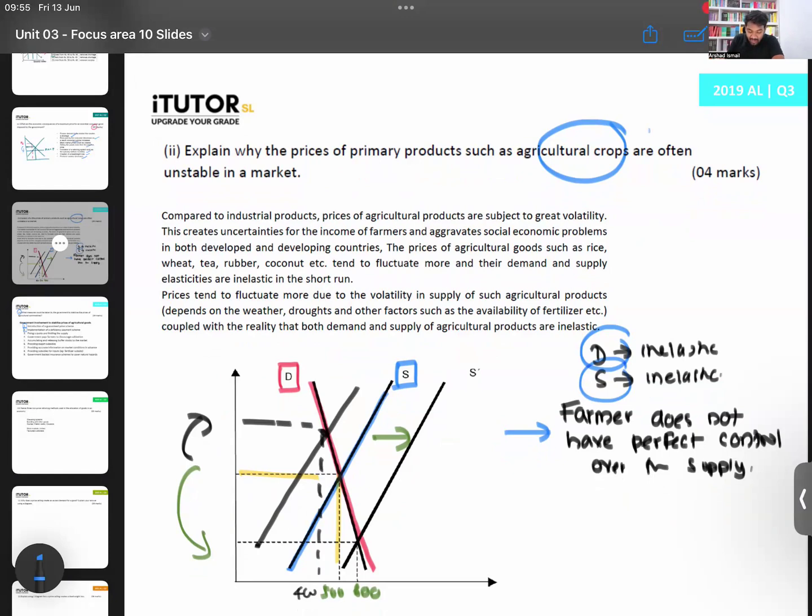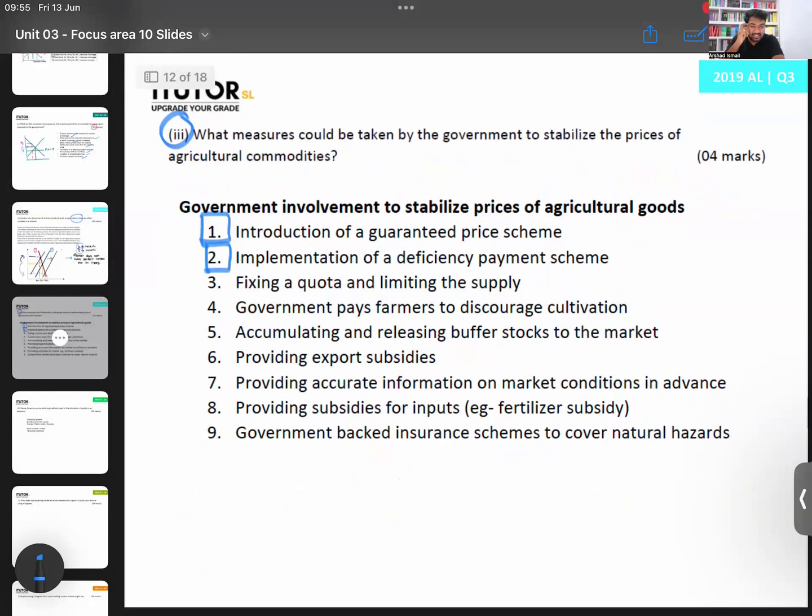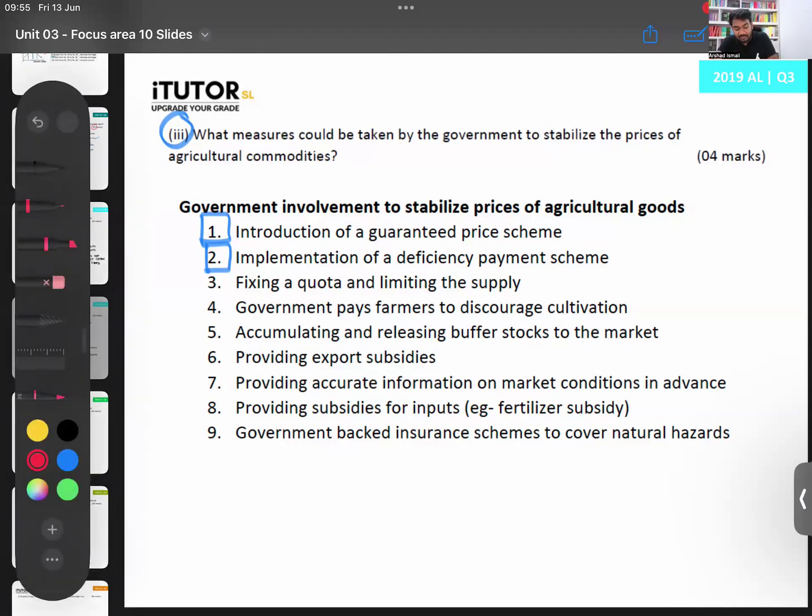So to protect that farmer and to make sure prices are stable, one thing the government can do is they can implement those minimum prices, making sure, okay, farmer, don't worry, we will minimum guarantee give you this. And along with that, you can have a deficiency payment as well. That's one thing. Another thing that the government can do is government can fix quotas. So quota is a limit.